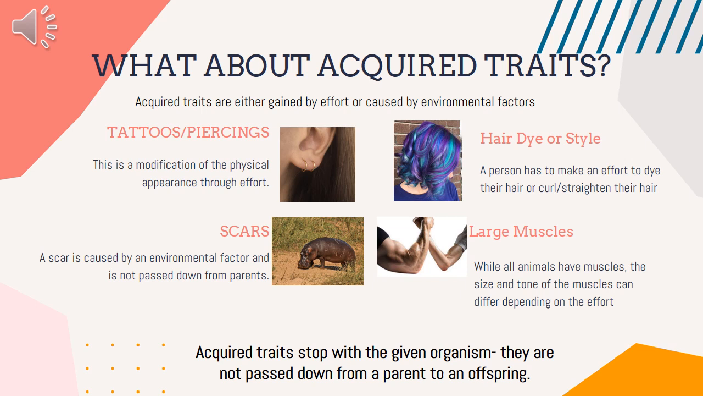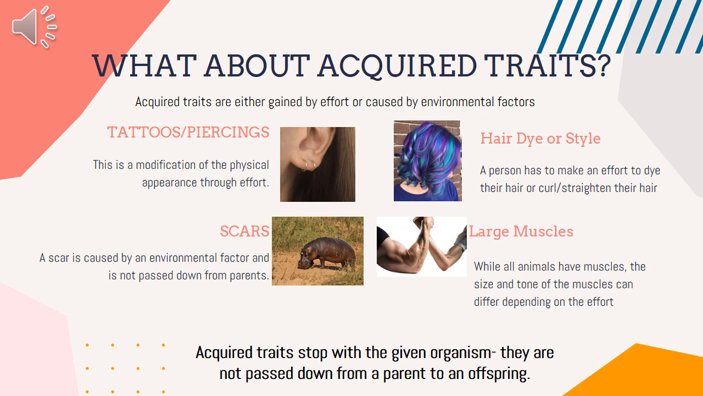And then lastly on this slide I have large muscles, and you can see the difference there between the extremely muscular arm and then the somewhat muscular arm. All animals have muscles. That's part of how they move. But the tone of the muscle and the size of the muscle is going to be determined by how much you work that muscle out. So those large, giant muscles, you could acquire that. You were born with the muscles, but you could acquire the size of the muscles by working them out, training them.